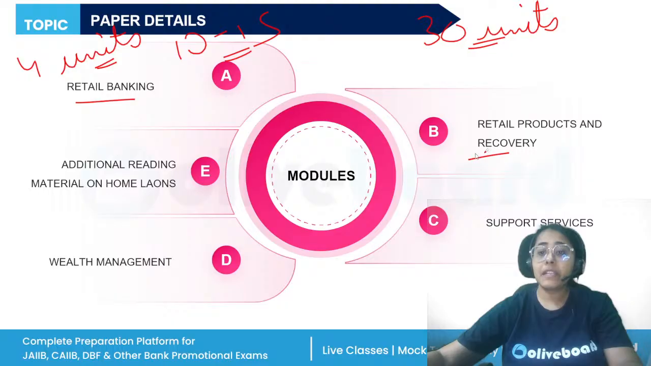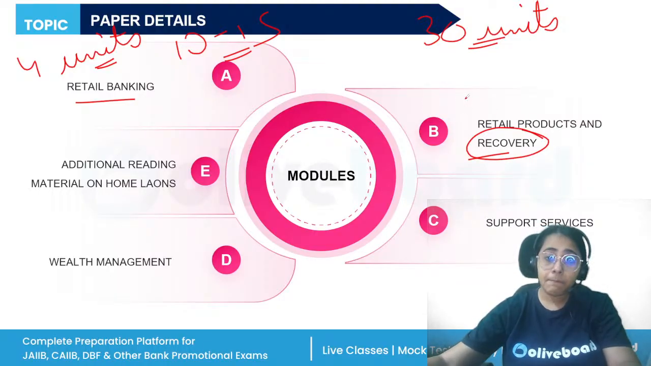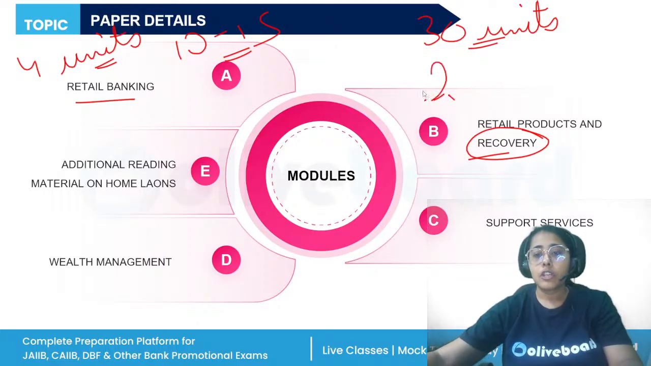Then comes your module B, which is the most lengthy, most demanding module. And here you will be studying about the retail products, asset side products, the different types of loans. You will be studying about the liability side, the different types of cards, the different types of deposit products, debit cards, credit cards, remittance products. There's also the recovery part, so you'll be studying about the SARFAESI Act. This module has the highest weightage. You can expect around 25 mark questions minimum from your module B.